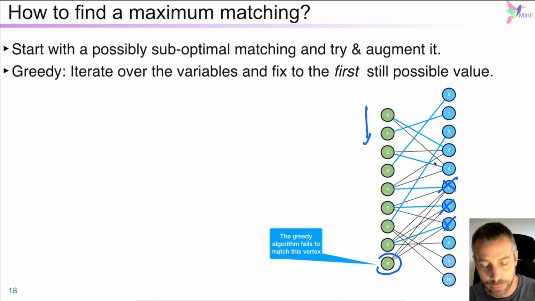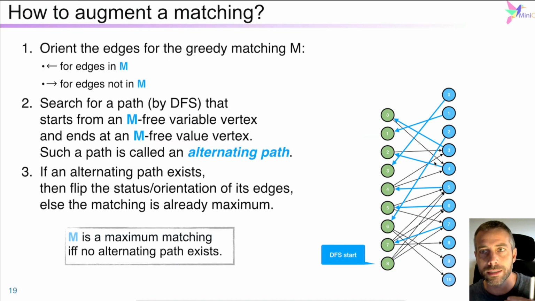We need something a little bit more advanced, and that's the idea of augmenting the matching with an alternating path. The idea is that we will now force an orientation of the edges. Every edge that is already in the matching, I will orient from right to left, and the edges that are not in the matching, I will orient from left to right. So for instance, this one, you see that it's oriented in that direction.